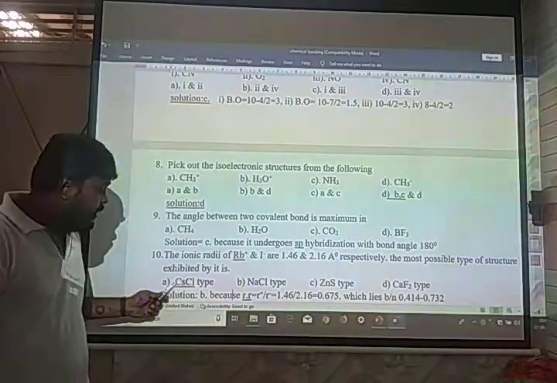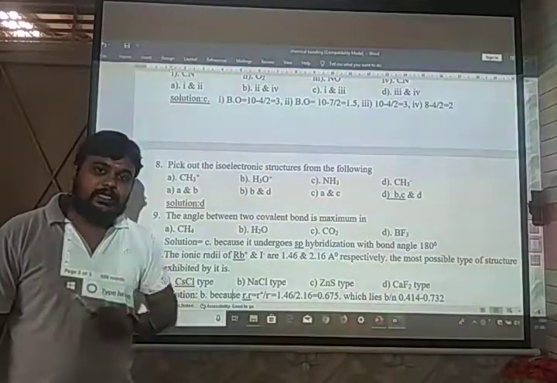So remember, radius ratio is very important for your JEE examination.